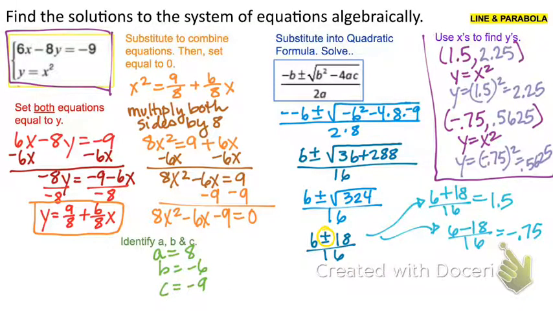So now I have my two answers. When x is 1.5, y is 2.25 for both equations. And when x is negative 0.75, y is 0.5625. These are the 2 points. If you were to graph these two equations, these are the 2 points where they intersect, the solution to this system.